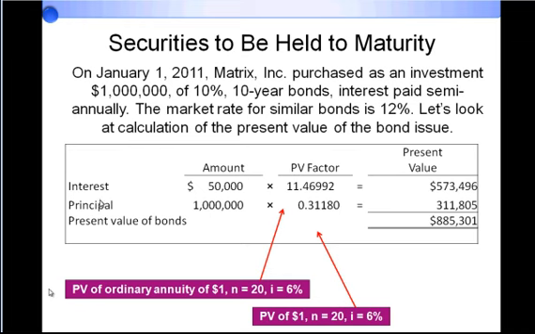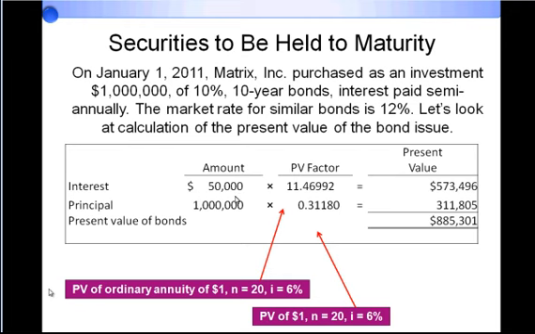So what we're going to do to price that, they take the interest payments and find the present value of the annuity, which they pull the factor for 5% and 20 semi-annual periods. Oh, I'm sorry, 6%, because the market rate is what we use there. So 6% and 20 semi-annual periods, that's where they get these present value factors.